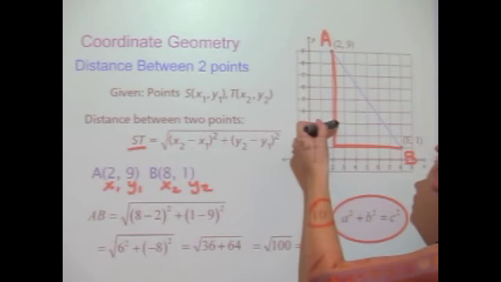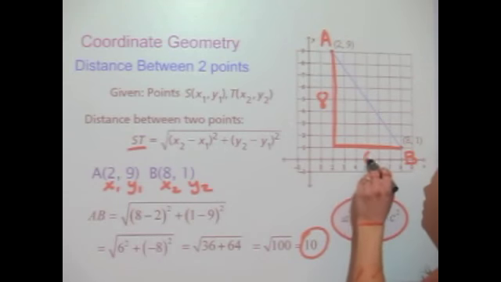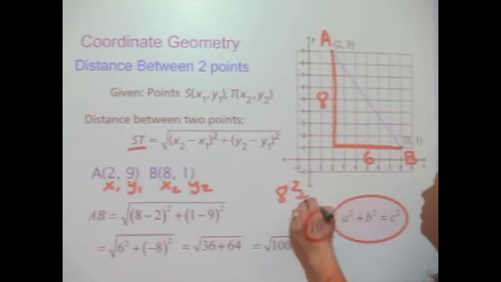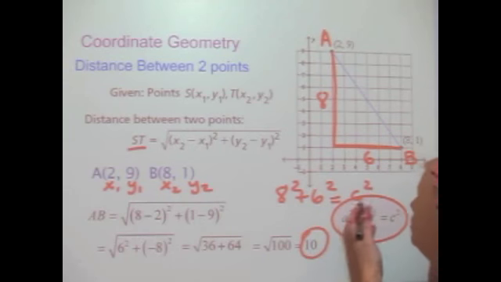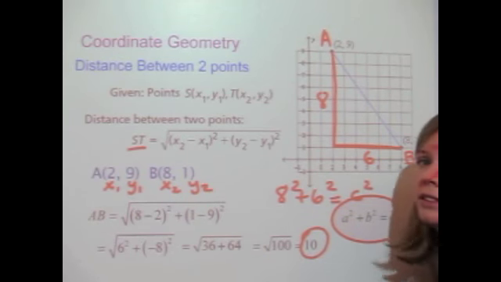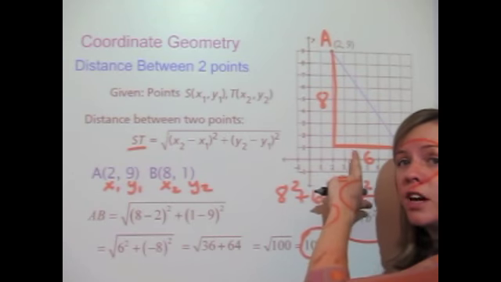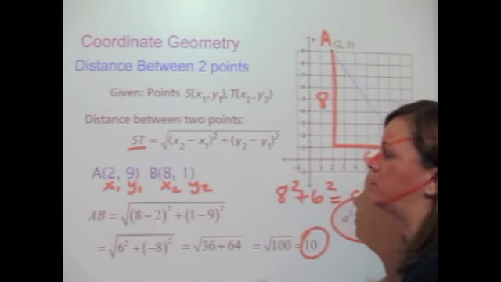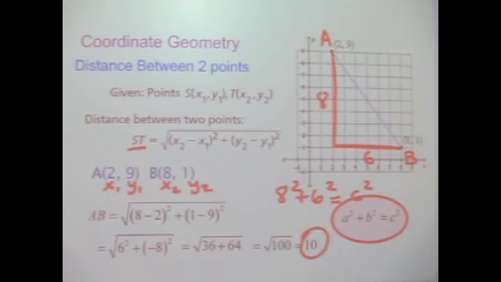So this side of the triangle you could count and see it was 8 units. This side you could count and see that it was 6 units. You can set up the Pythagorean theorem. 8 squared plus 6 squared equals c squared. And again, you're going to get 10 for that hypotenuse. I really like this method. It's going to work every time and you're familiar with it. If you like formulas, use this method. Make sure you label your points so you plug things in the right order.